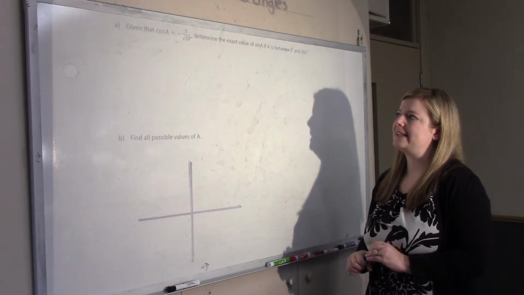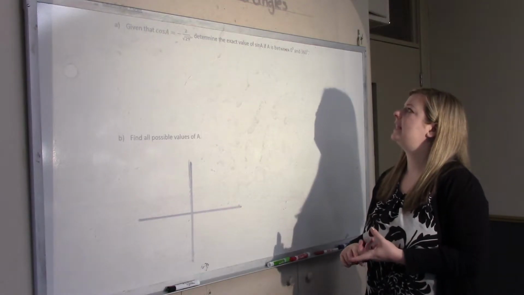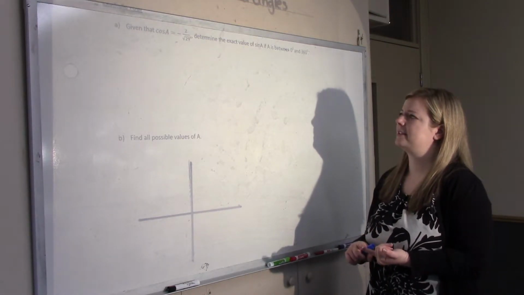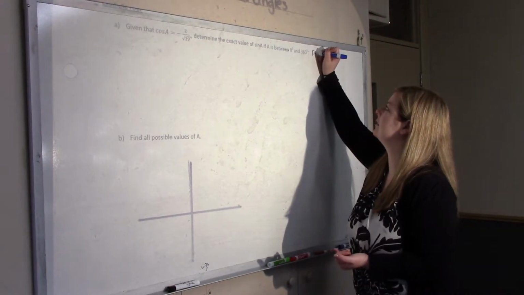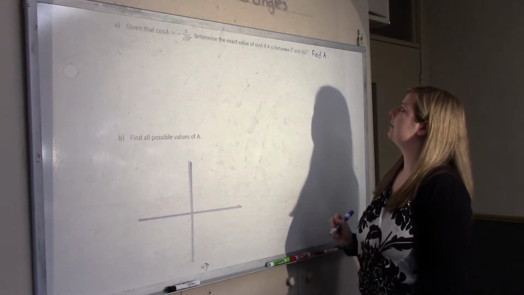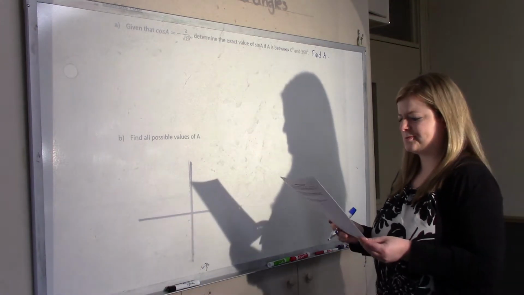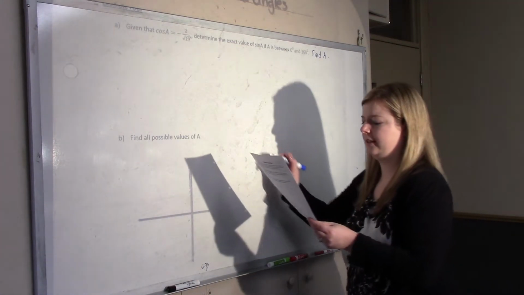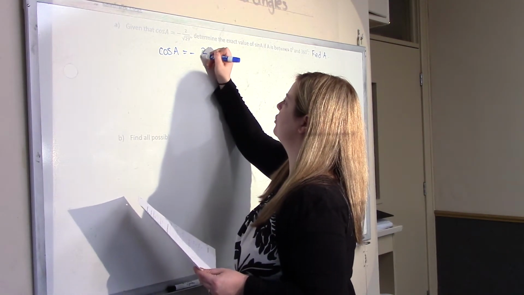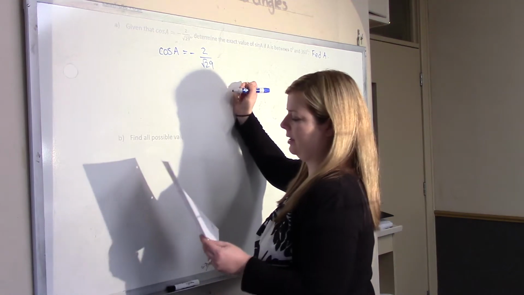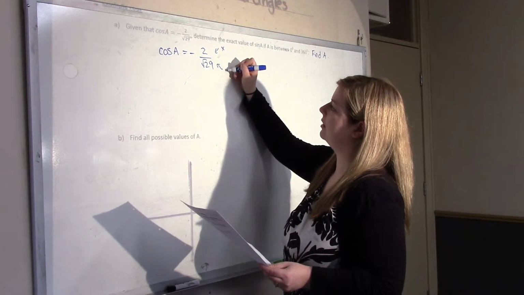So given that cos A is negative 2 over root 29, determine the exact value of sine A if A is between 0 and 360 degrees. We're also going to find how big is A. So cos A is negative 2 over root 29. Remember that this is x and this is r.